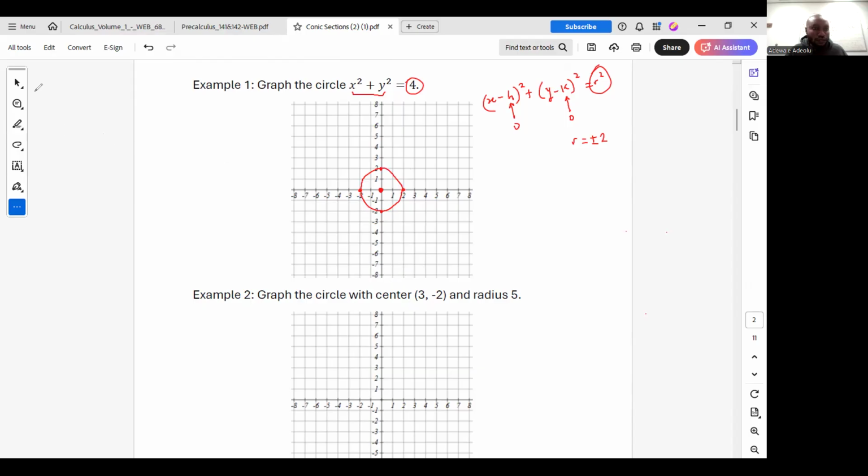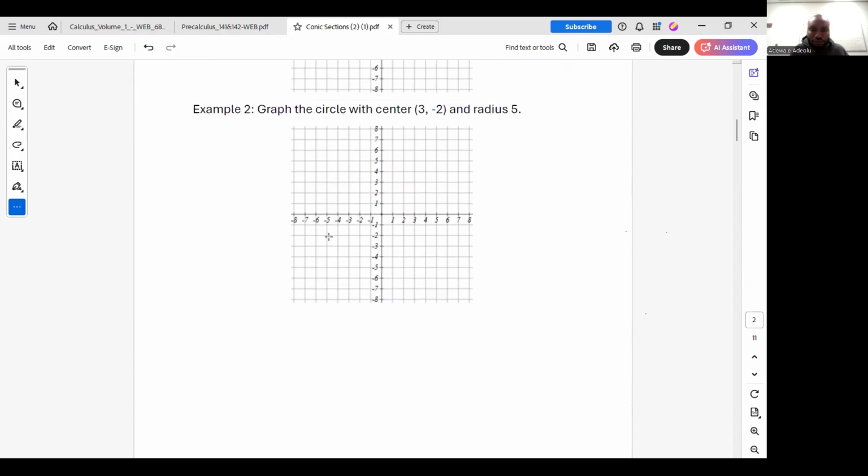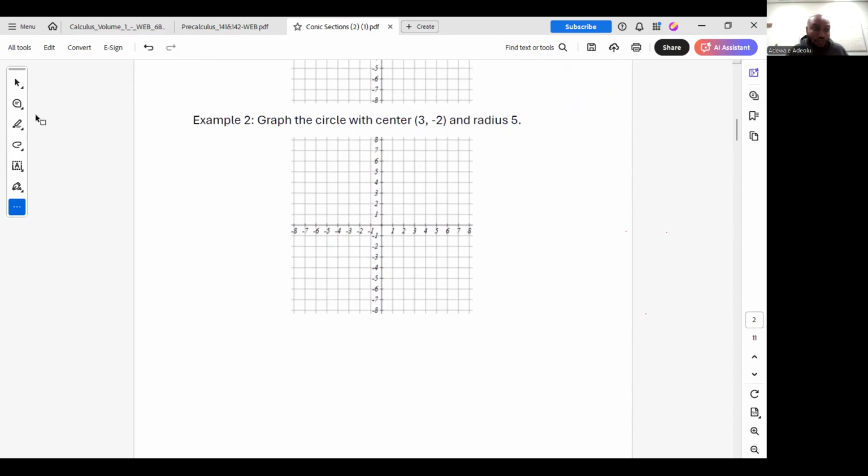Now, what if the circle is centered at something different from 0, 0, that is, not at the origin? We will do the same thing. So we locate the center. The center of the circle is at 3, negative 2. So that is at this point, this is where we have the center. And our radius is 5, meaning I need to count 5. 1, 2, 3, 4, 5.